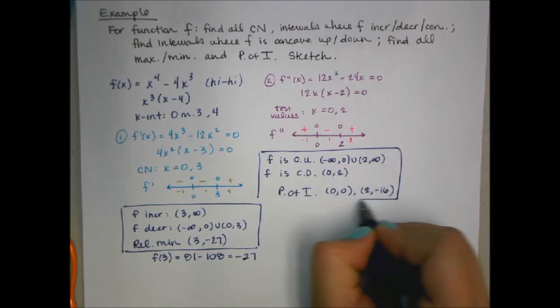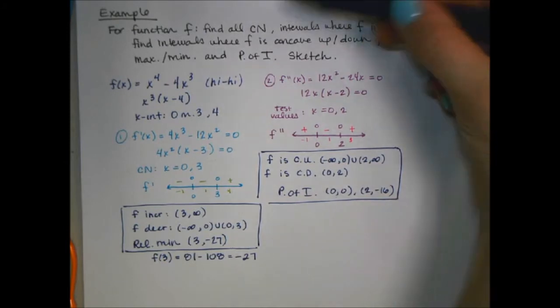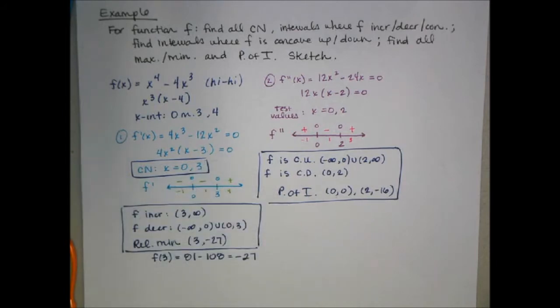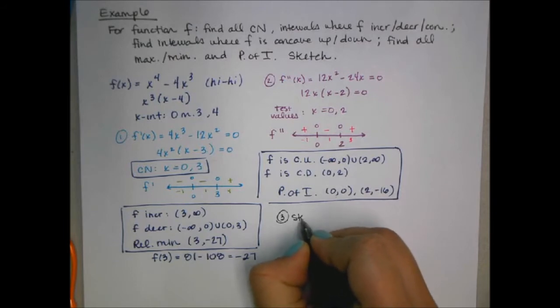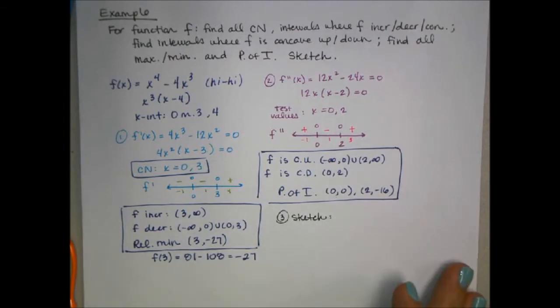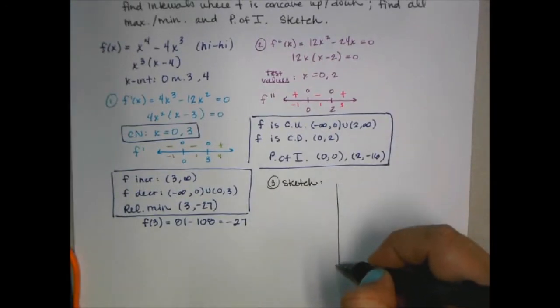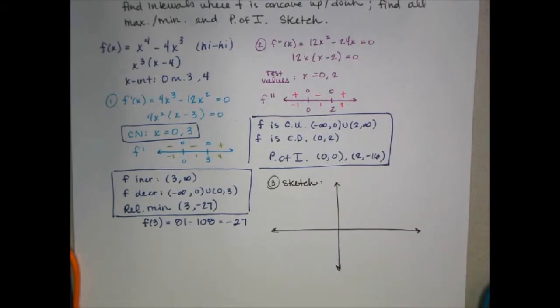All right. So increasing, decreasing, constant, all the critical numbers have been found. Right here, 0 and 3. Concave up, down, max, min, point of inflection. Now we're on to the sketch of the graph. You might not always know your x-intercepts for a graph, but if you do, like we do here, it's just more information to help us sketch a more accurate picture.